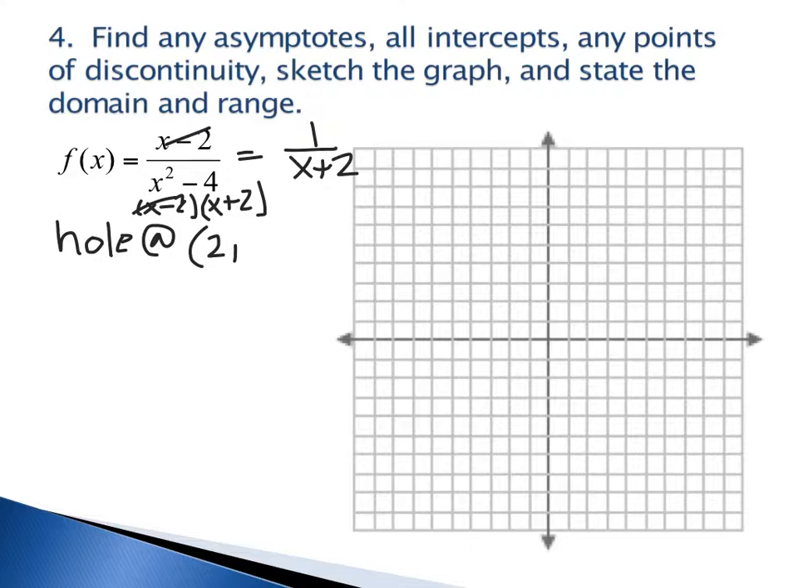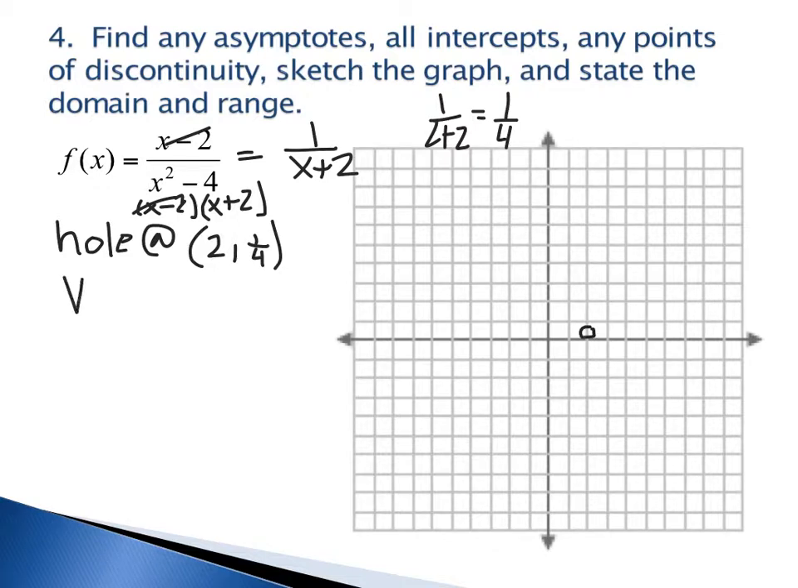So we're going to have a hole at 2 for the x value, and then let's plug 2 in to find out what the y value would be. So that would be 1 over 2 plus 2, which gives me 1/4. Okay, so that means we're going to have a hole at (2, 1/4). So I'm going to go to (2, 1/4) and make an open dot, or a hole.